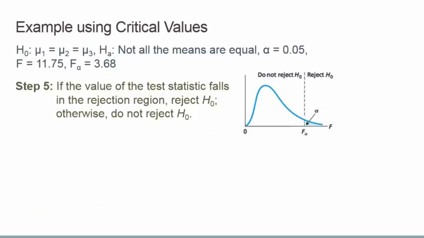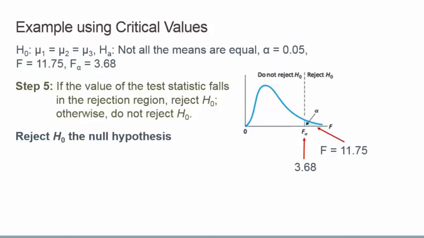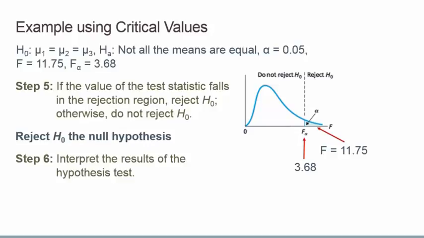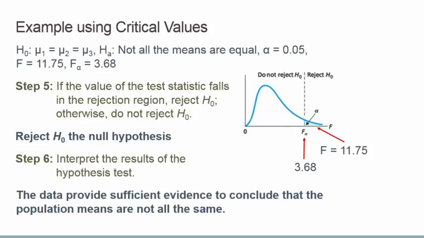Step 5. If the value of the test statistic falls in the rejection region, reject H sub 0. Otherwise, do not reject H sub 0. So I want to plot my critical value and my test statistic on my drawing, and my critical value is 3.68 and F, which is 11.75, is to the right of that. Reject H0, the null hypothesis. Step 6. Interpret the results of the hypothesis test. The data provide sufficient evidence to conclude that the population means are not the same.